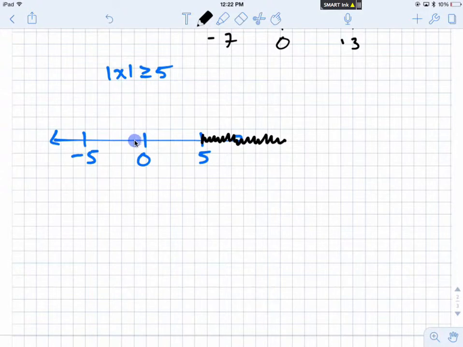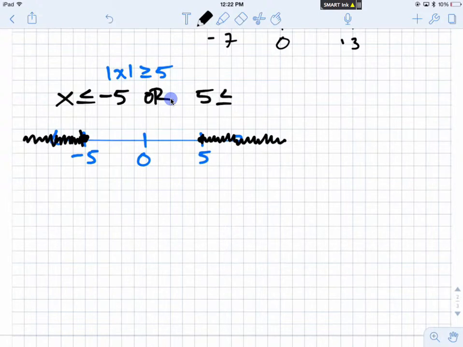What about negative numbers? Well, negative 1 is too small. Negative 2 is too small. Negative 3 is too small. Negative 4. Negative 5 is just a big enough negative number. Its absolute value is just big enough to satisfy this inequality. Negative 6 is big enough. Negative 7, forever and ever and ever. And so all of these numbers out here are also going to satisfy that inequality. And so we find that with this absolute value inequality, where the absolute value of x is greater than or equal to 5, x must be less than or equal to negative 5, or it must be greater than or equal to 5.